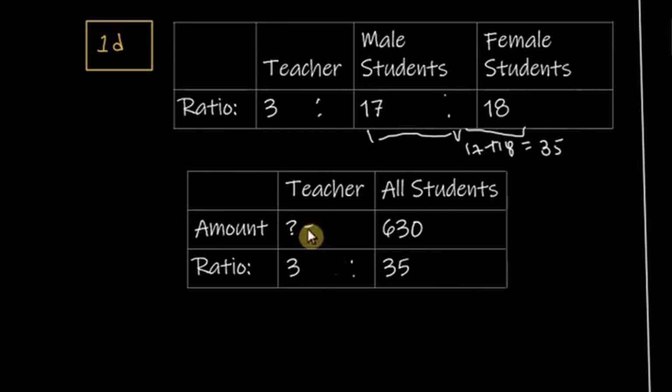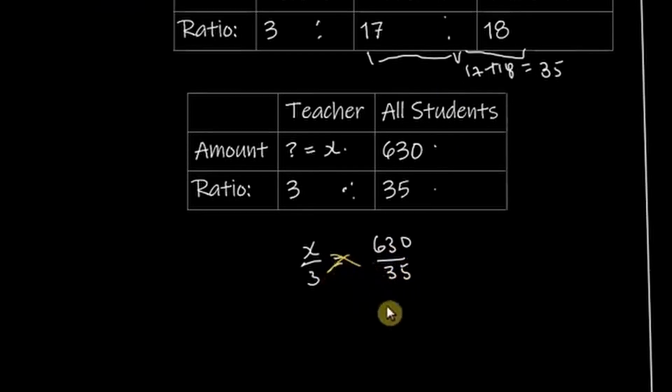So the number of teachers we call as x, then x over 3 is equal to 630 over 35. Let's write it down. X over 3 is equal to 630 over 35. We could form that equation. And by simply transposing, by first cross multiplying, we get 35 times x is equal to 3 times 630, and x works out to be 54 teachers.